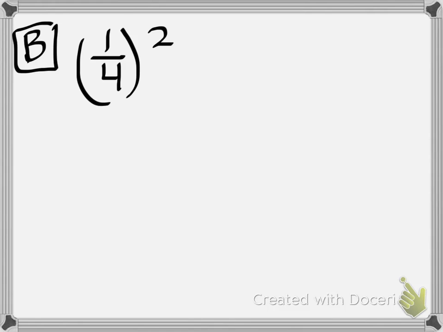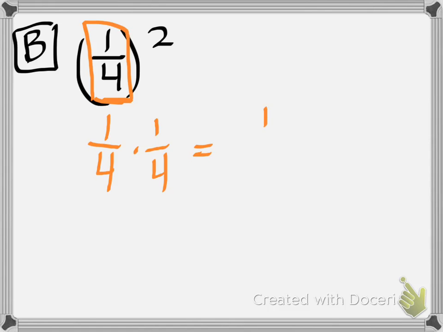Now I have 1/4 squared. That means I have a base. This whole fraction is my base. And I have my fraction 2 times. Multiplying it together, we multiply the numerators, and then we multiply the denominators, and our answer is 1/16.